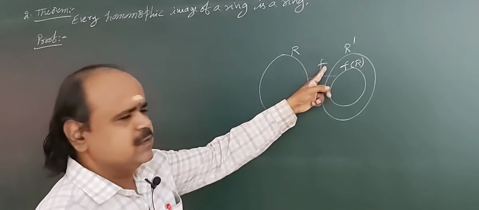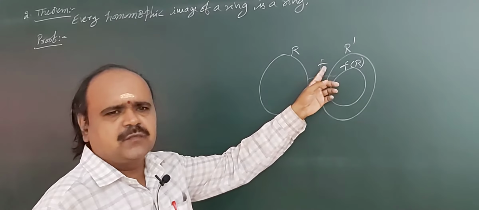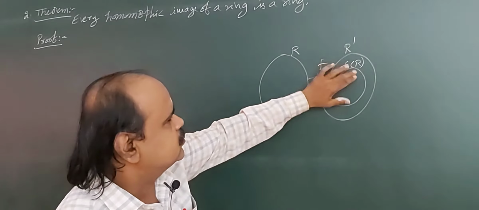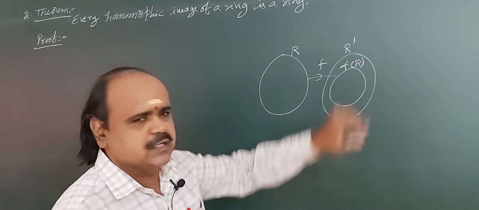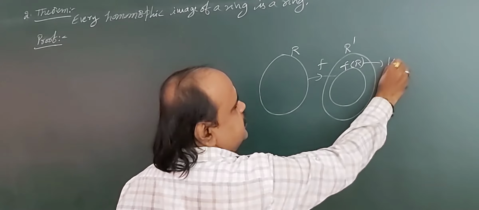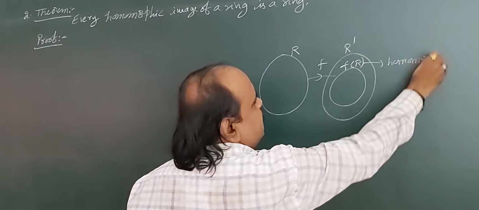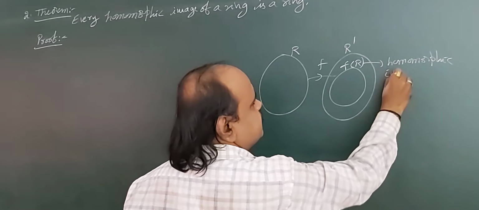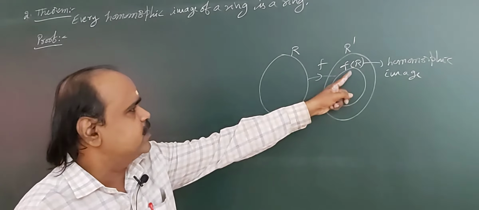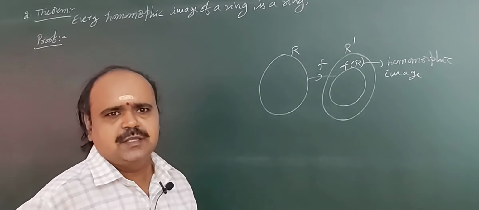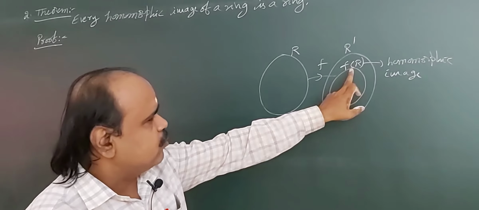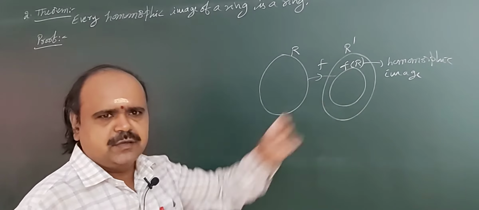Since f is a mapping just like a mirror, totally the image of capital R has gone into R dash. It is embedded in R dash. So f of capital R is called the homomorphic image. Now we are going to prove this homomorphic image f of capital R is a ring.